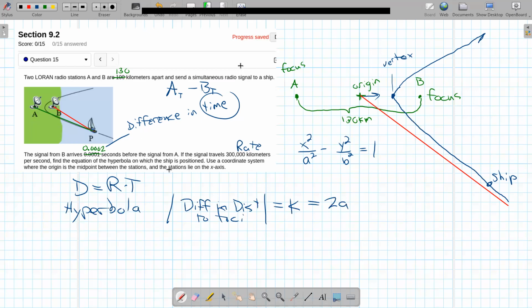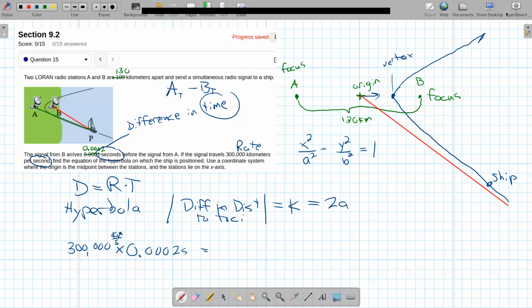So we can calculate that constant based on this rate and time they give us. They gave us a difference in time, so our t is 0.0002 times our rate. And do these match up? Seconds there and seconds there. Yep, it's 300, 1, 2, 3. And that's kilometers per second times seconds, which is kilometers. All right, what does that give us?